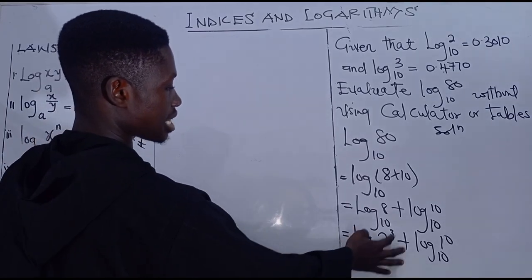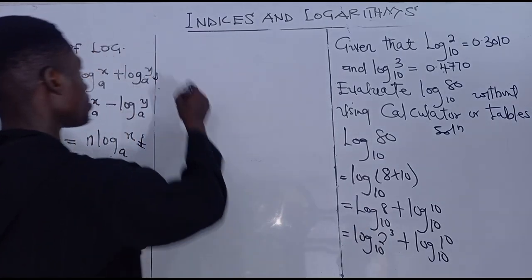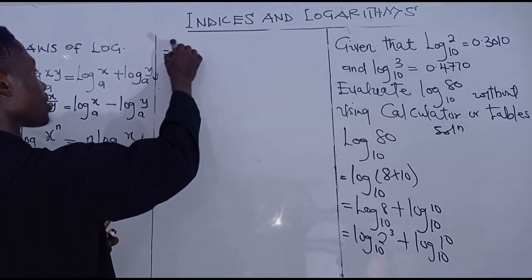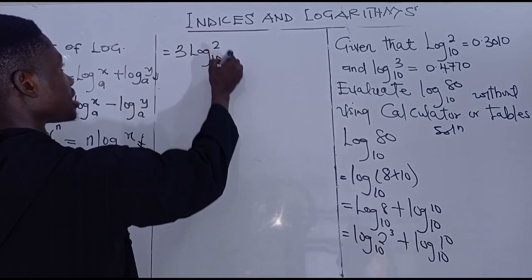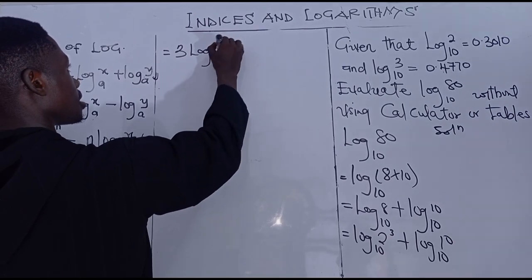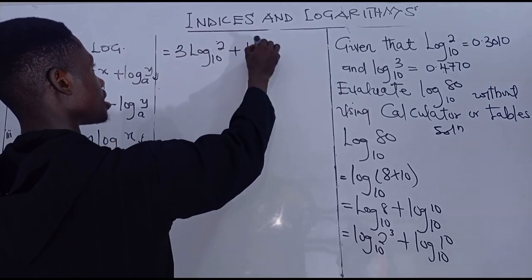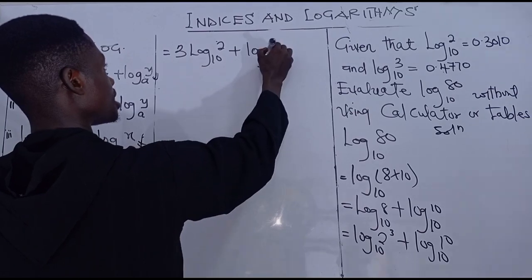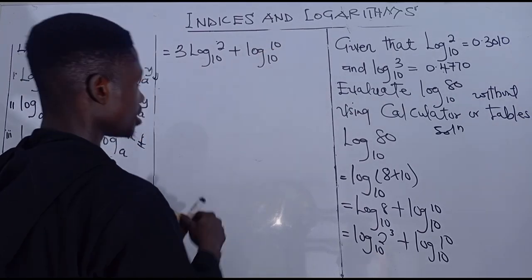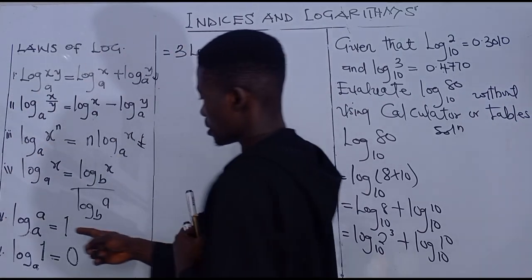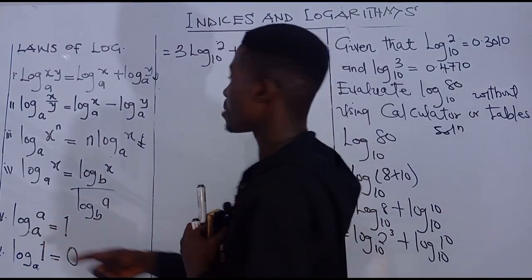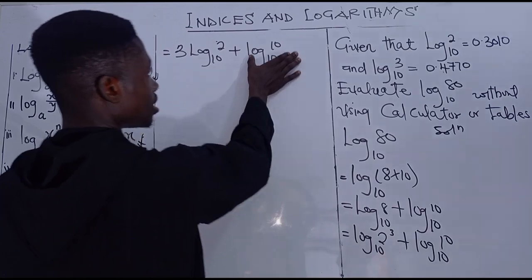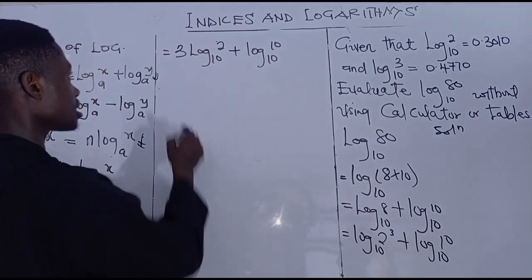So from here, applying the power law, the 3 will come and multiply the whole of the log. So we have 3 multiplying log of 2 to the base of 10. And then we have plus log of 10 to the base of 10. So from here, we are going to apply this property, which says that when you have the logarithm of a number to the base of the same number, that gives us what? 1. So the whole of this is going to give us 1.